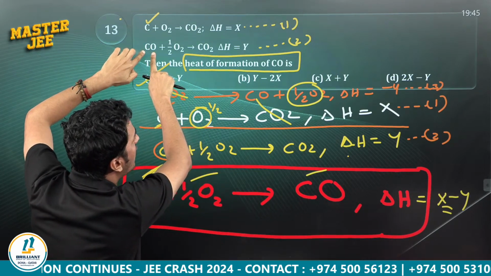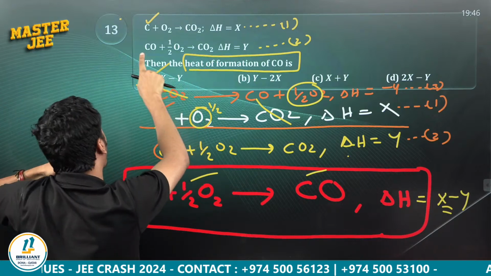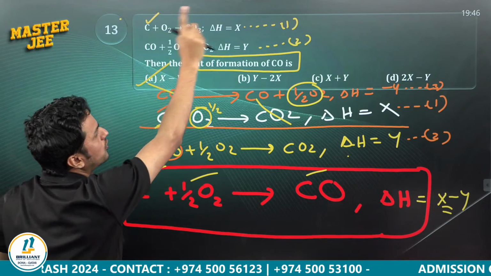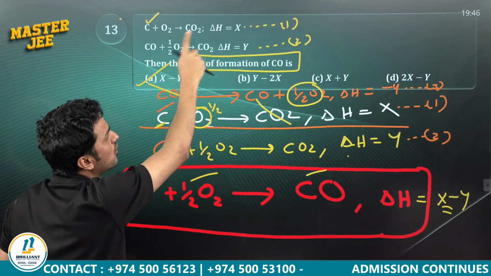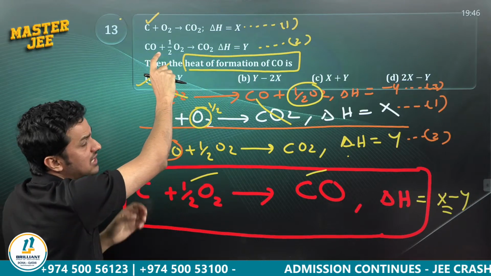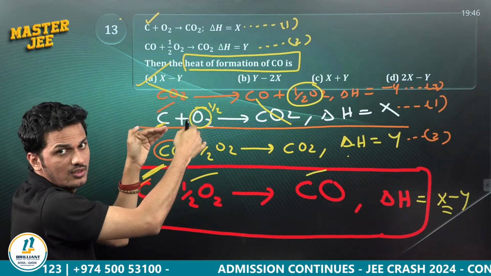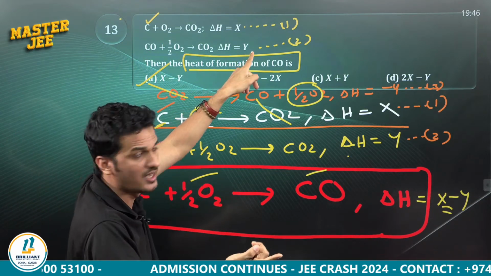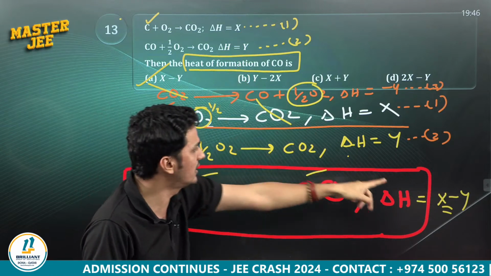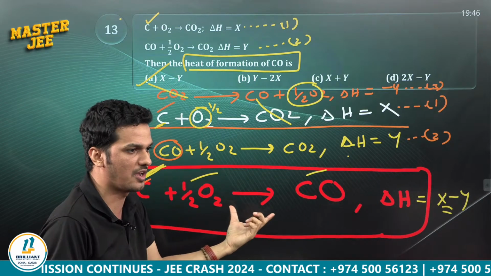So I will reverse the equation. While reversing, this CO will go to the product side, and half O2 also goes to the product side. CO2 will come to the left hand side. Then I have to add both. So this Y becomes minus Y. So X minus Y, that only is the enthalpy. That time you will get this equation. I hope the idea is clear.